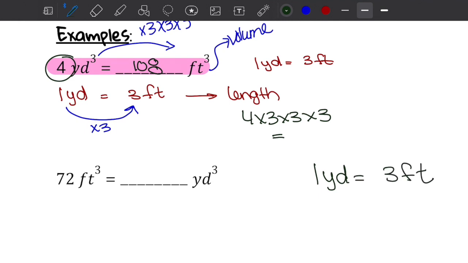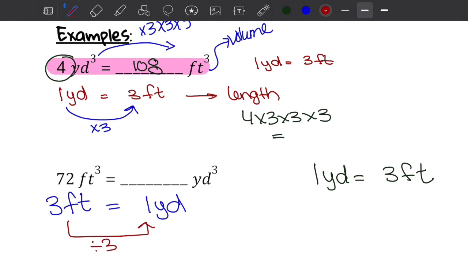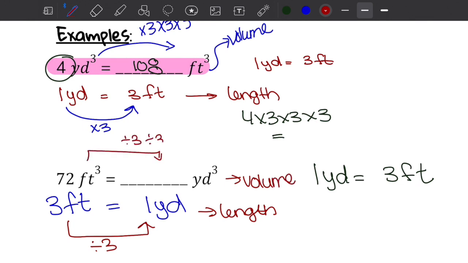However, this time we're going to start with the feet because we want to line up the units, right? So here I'm going to have 3 feet is equal to 1 yard, right? So these two are the same and these two are the same. And then I ask myself this question, how does 3 feet become 1 yard? And the answer is I divide by 3. And that is for length. Okay, so for volume, what do I do? Well, I do that 3 times, right? So I divide by 3 three times.